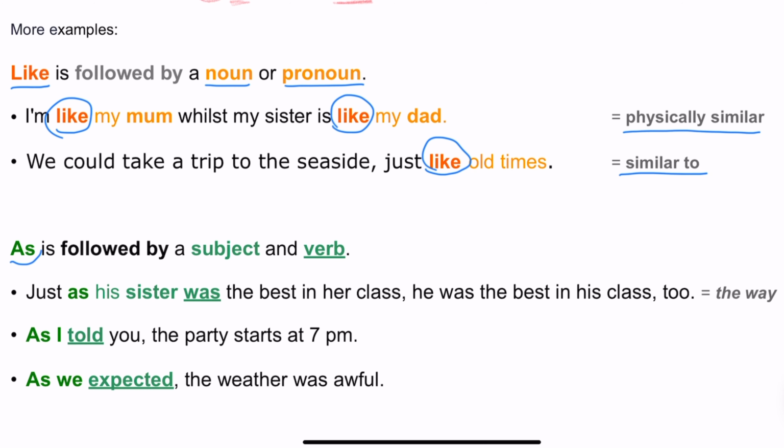Instead, as is followed by a subject and a verb, and we say, just as his sister was the best in her class, he was the best in his class too. So this means just the way his sister was the best in her class, he was also the best. His sister is the subject and was is the verb. As I told you, as I'm the subject, told is the verb, the party starts at 7 p.m. As we expected, we the subject, expected the verb, the weather was awful.